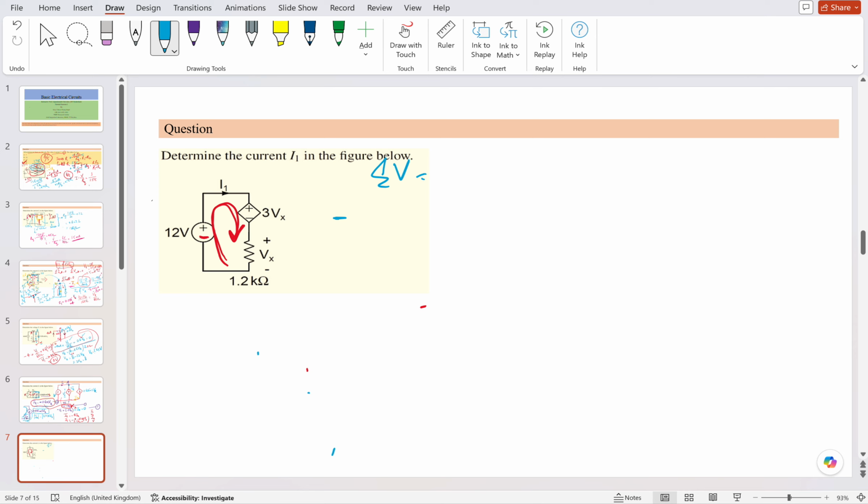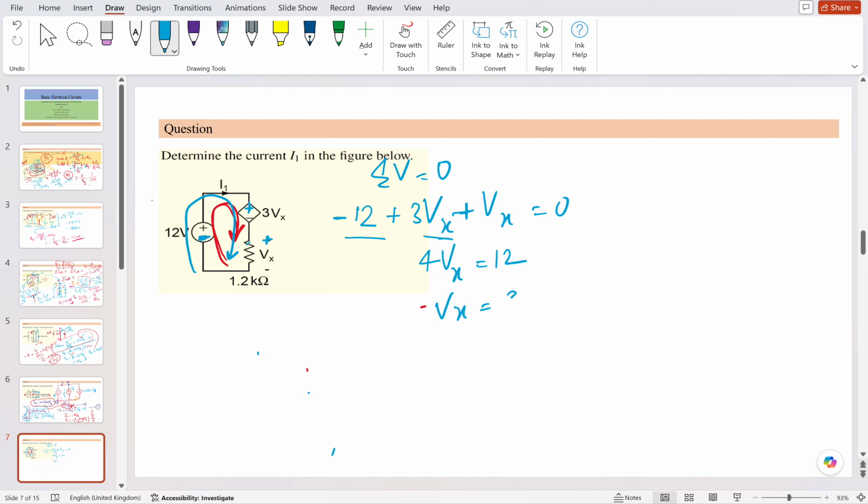Summation of V is equal to 0: minus 12 plus 3 times Vx plus 4 times Vx. Why? Because I am considering the first potential. So I move like this. I take the first negative, so I consider minus 12. Then I move to the second source. Here the positive is given, so I take plus 3Vx. Then I move to the other load or source, whatever is there. I take it as positive because it's a connected first potential I am considering. For solving this equation, you get 4Vx is equal to 12. So Vx will come out to be 3 volt.